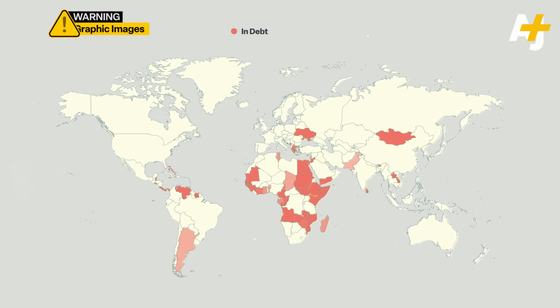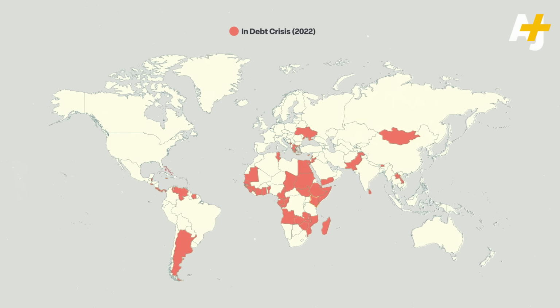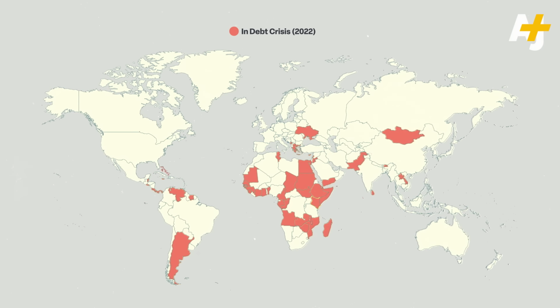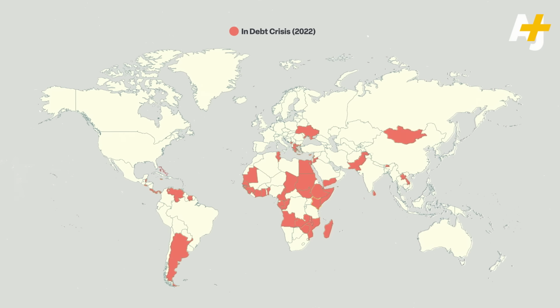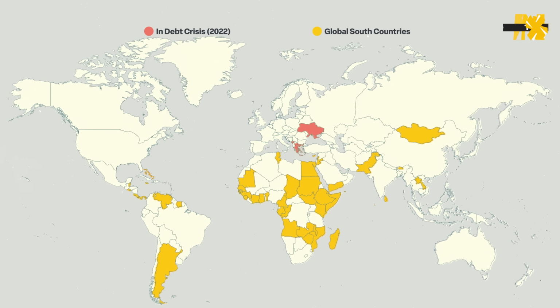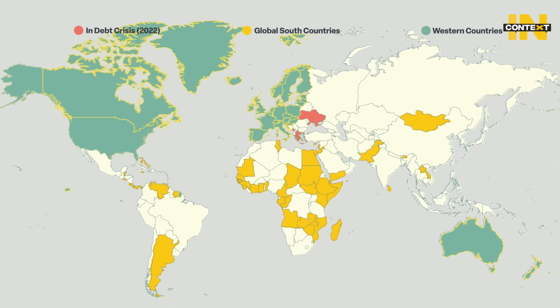Take a look at this map. All of the countries in red are experiencing a debt crisis, where debt payments undermine a country's economy or its ability to protect the basic economic and social rights of its citizens. And it's no coincidence that most of these countries are in the global south. These are predominantly former colonies whose resources were exploited to enrich Western powers.